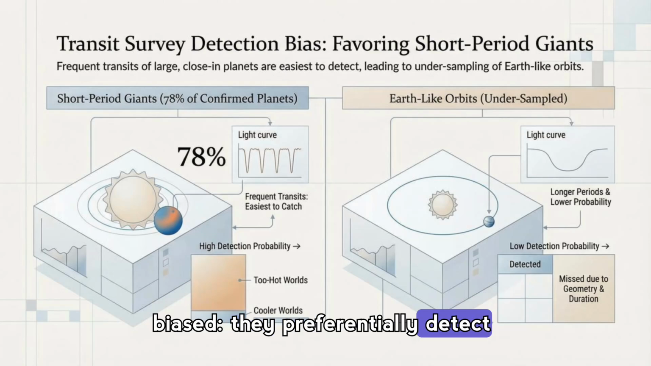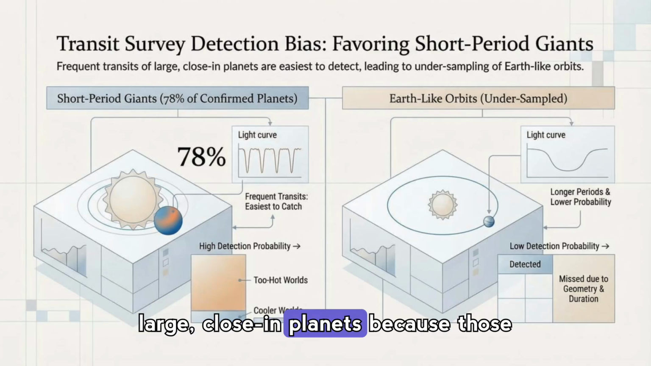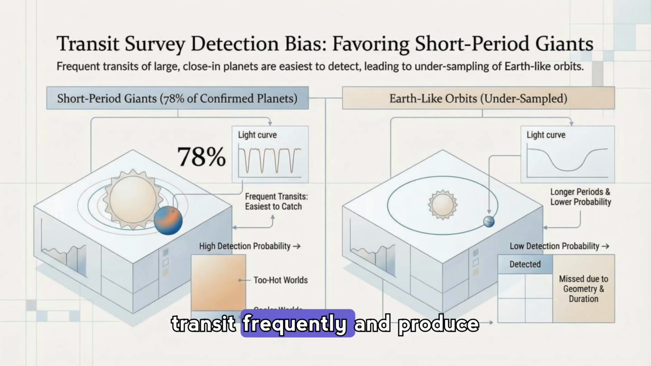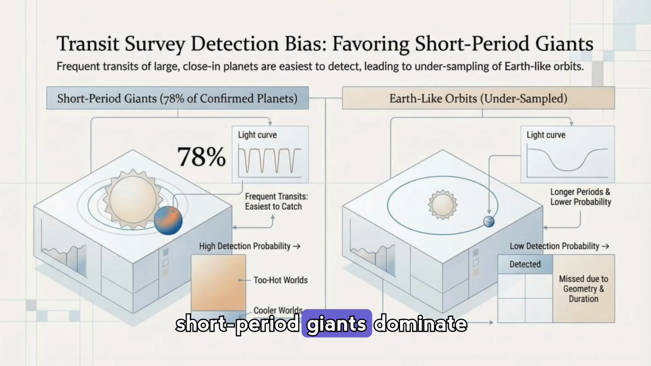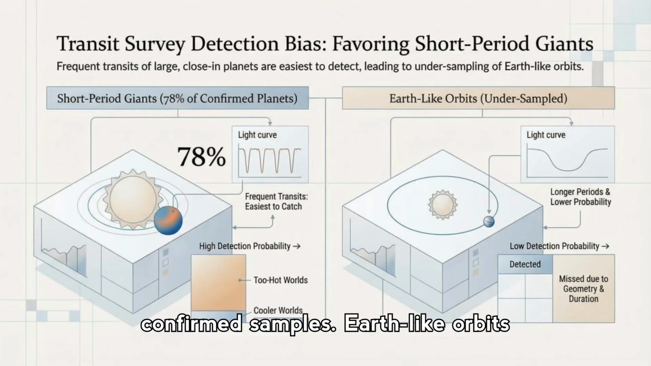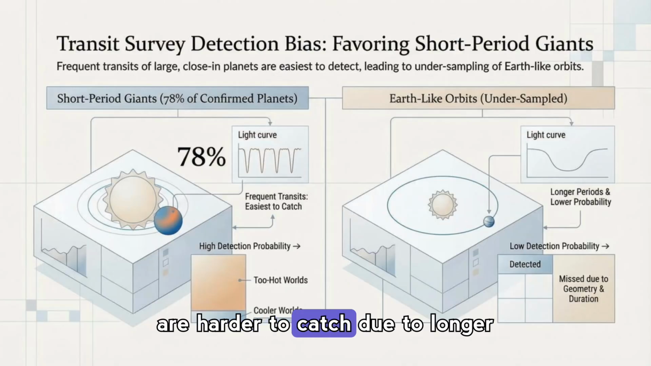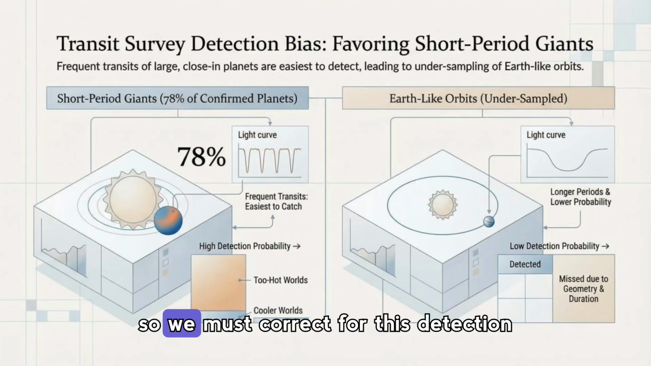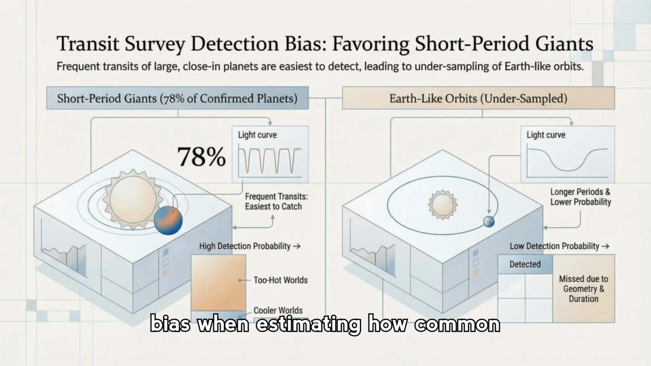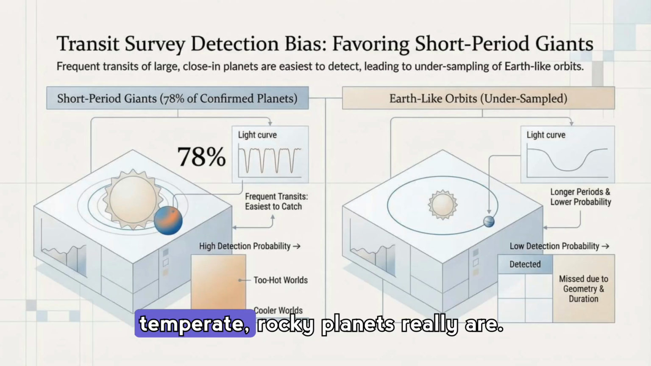Transit surveys are powerful but biased. They preferentially detect large, close-in planets because those transit frequently and produce strong signals, which explains why short-period giants dominate confirmed samples. Earth-like orbits are harder to catch due to longer periods and geometric probability. So we must correct for this detection bias when estimating how common temperate, rocky planets really are.